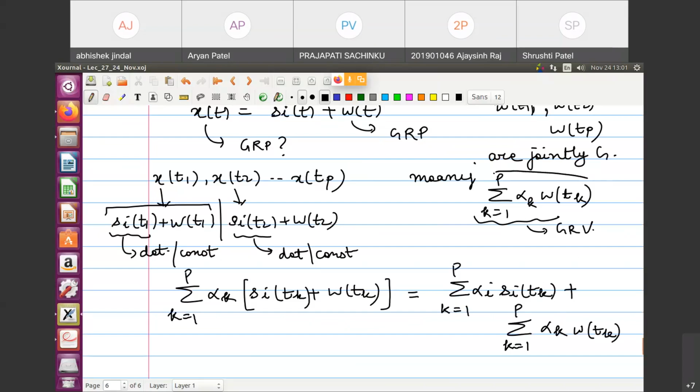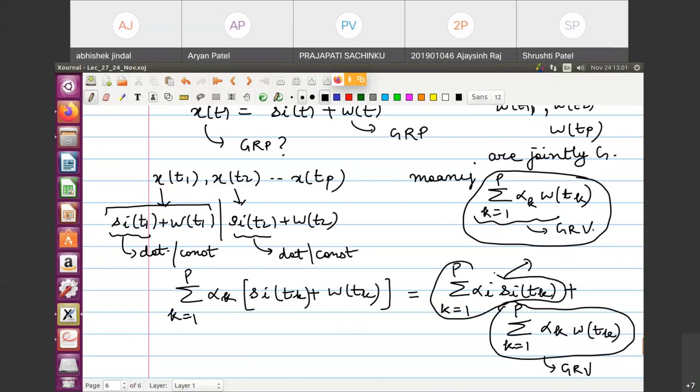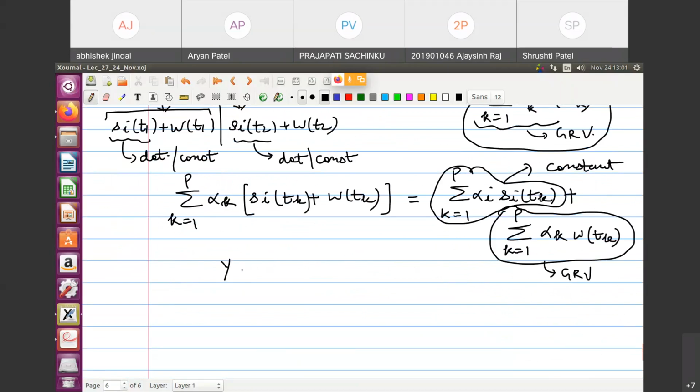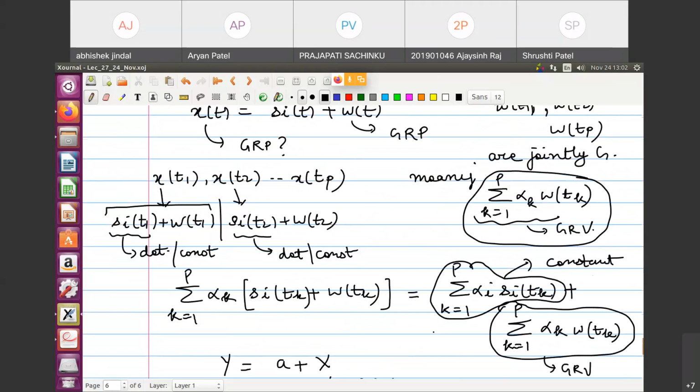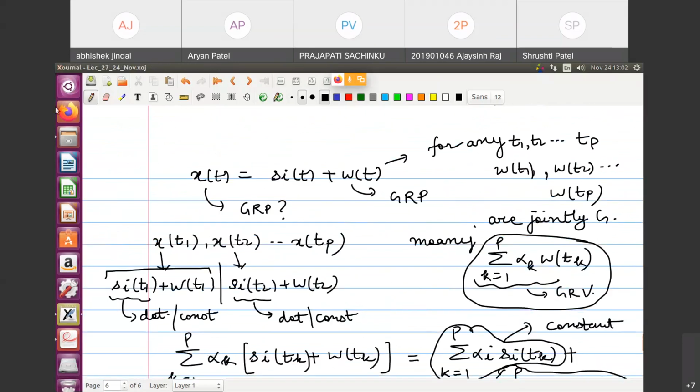Now we know that this is a Gaussian random variable because W of t is a Gaussian random process. Now this is a GRV and this is a constant. This sum is a constant. So we have studied that if the case is y equal to a plus x, where x is a Gaussian random variable, then y is also a GRV with the mean of x being shifted, or you can say added, shifted by a. So hence proved, it means that x of t would be a Gaussian random process.